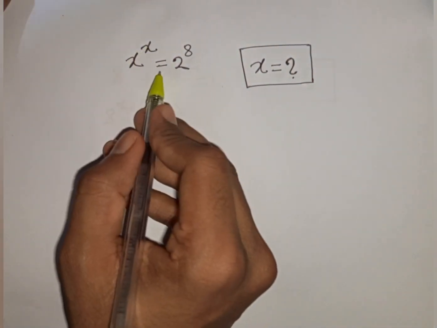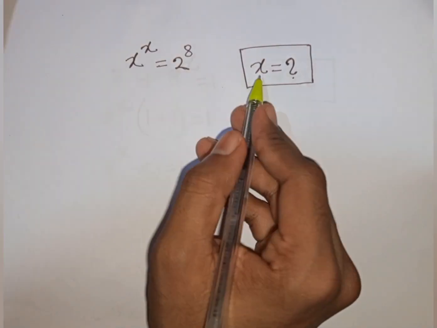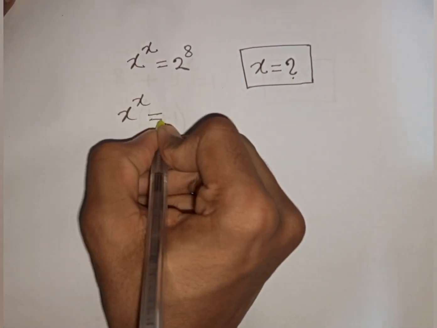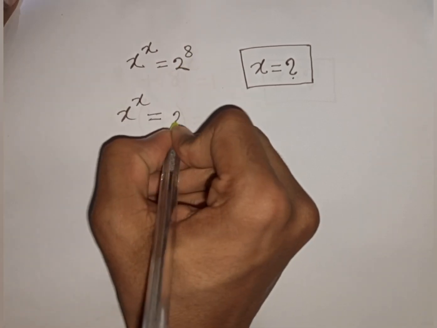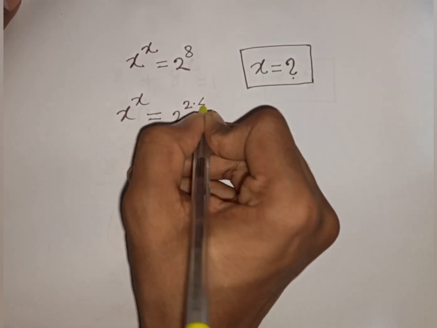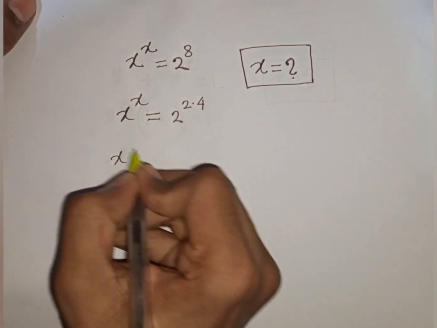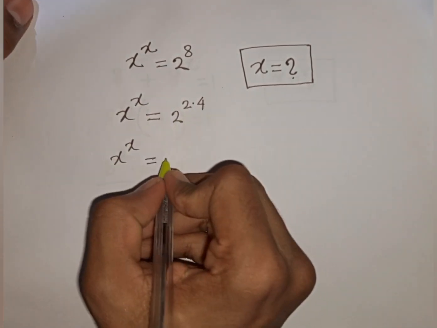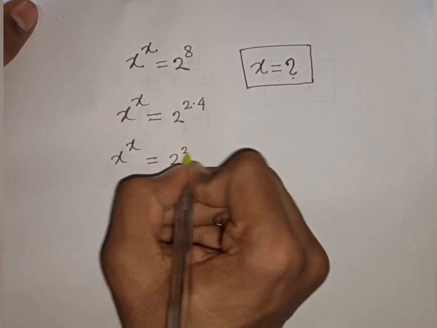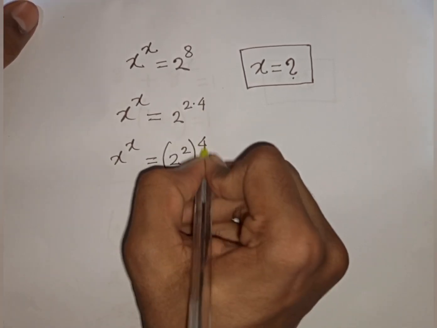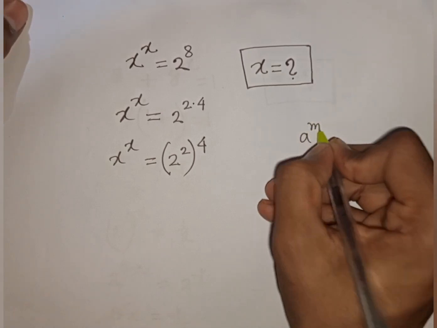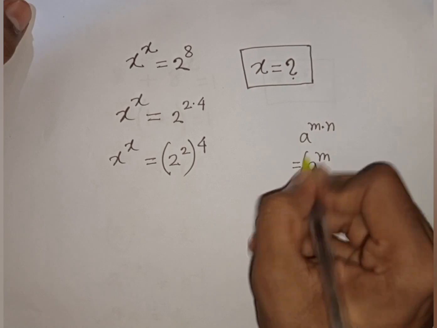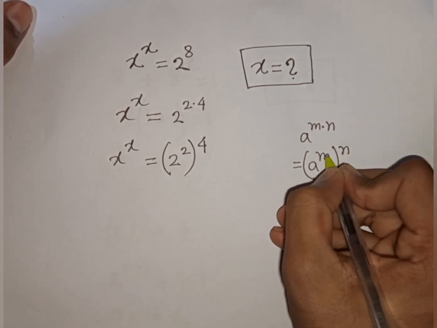x power x is equal to 2 power 8. What is the value of x? So we have x power x is equal to 2 power 8, which can be written as 2 power of 2 times 4. Now 2 power of 2 times 4 is same as 2 power 2, then bracket power of 4. According to this rule, a power of m times n is equal to a power m, bracket power n.